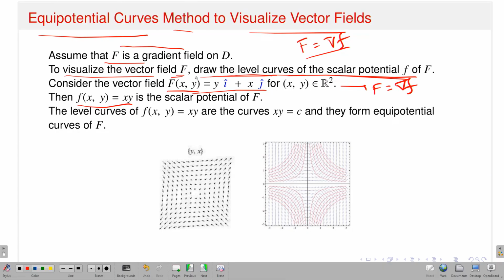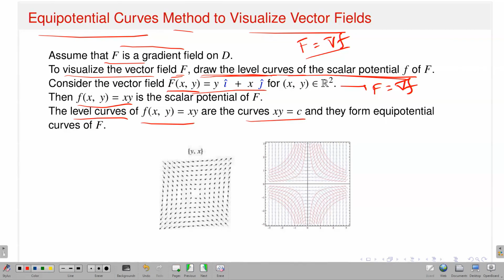So now what you have to do is draw the level curves of this scalar potential. Now if I draw a level curve, what is the notion of level curves? I already discussed that. It turns out that the corresponding curves are xy equals c.